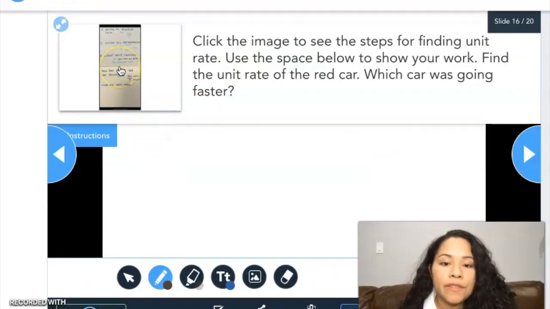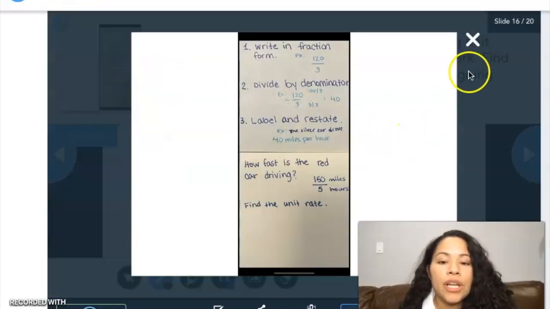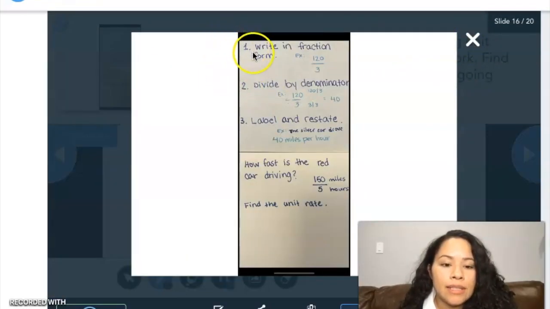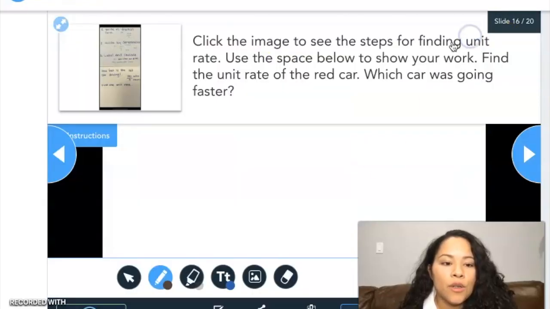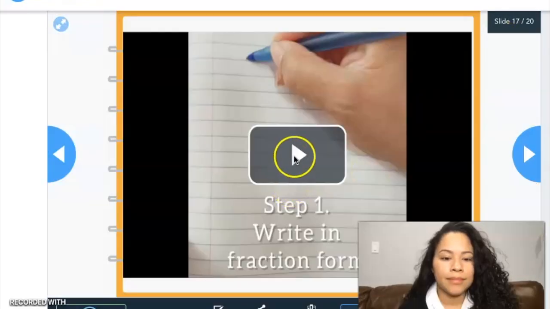Now it's your turn to figure out what is the rate at which the red car was driving. Use the steps here on this image, and don't forget to show your work. Okay, so let's see how fast was the red car going and which car was going faster.